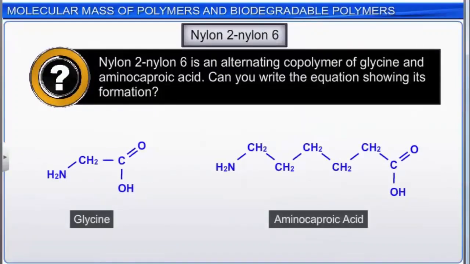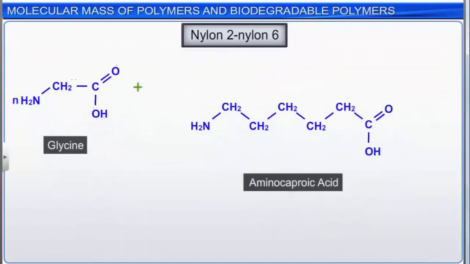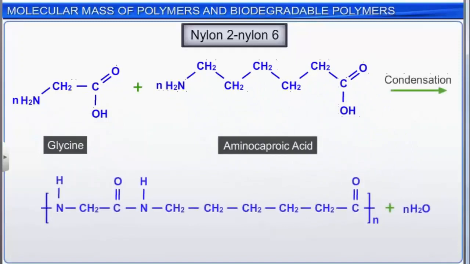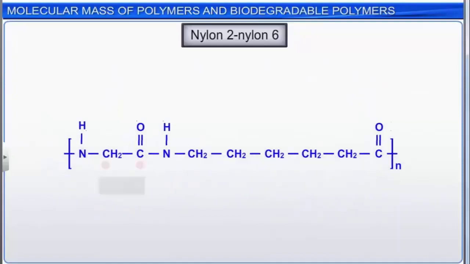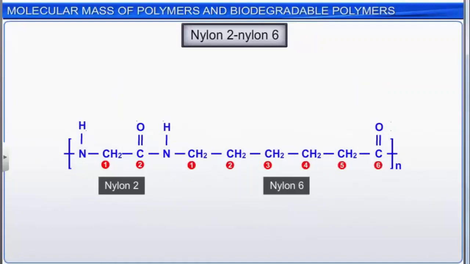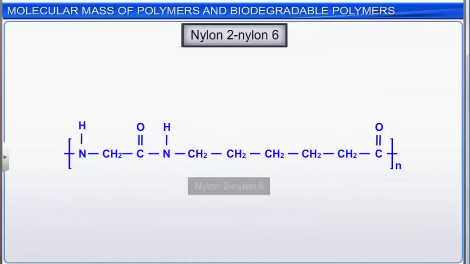Nylon 2 Nylon 6 is an alternating copolymer of glycine and aminocaproic acid. Can you write the equation showing its formation? Glycine and aminocaproic acid form an amide linkage by condensation as shown here. Notice how the polymer has a 2-carbon group and then a 6-carbon group in the repeating unit. Nylon 2 Nylon 6 is a biodegradable polymer.